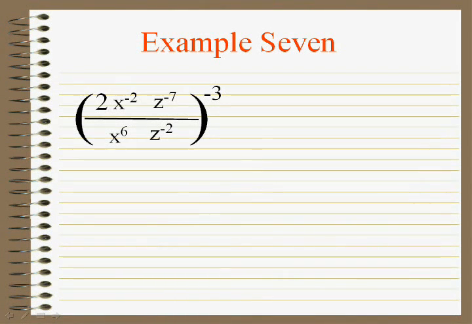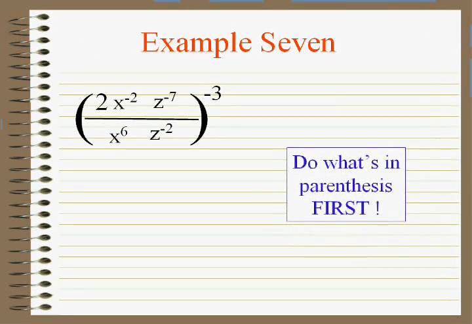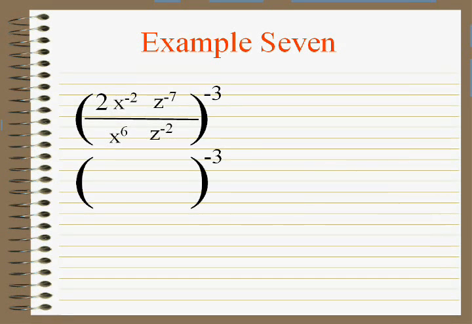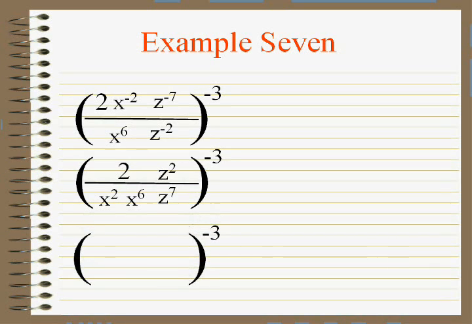Don't let this scare you. Remember, do what's in parentheses first. Okay? Follow the order of operations. So we'll worry about that negative 3 later. 2 just stays right where he is. X to the minus 2 goes down. Z to the minus 7 goes down. X to the 6th stays right where he is. And z to the minus 2 goes up. Now we're still not done with what's in parentheses yet. So just bring that down.